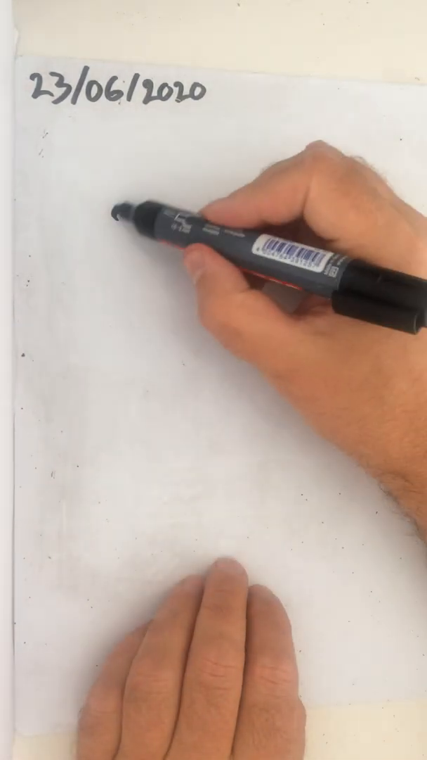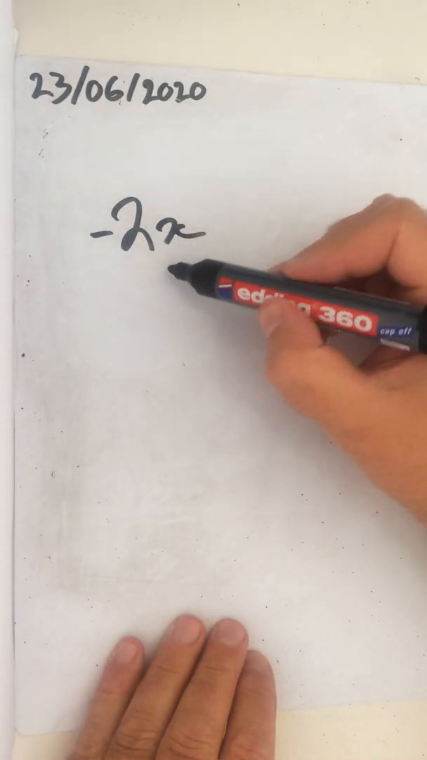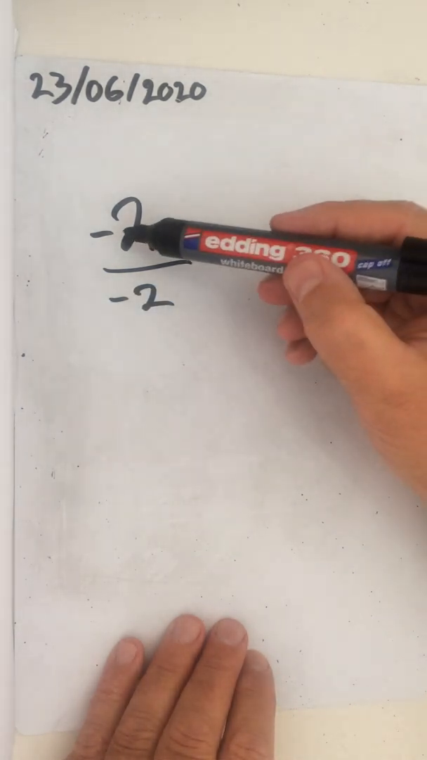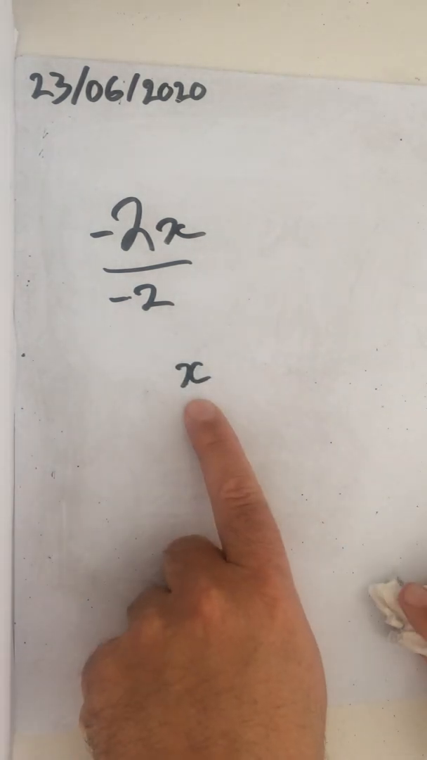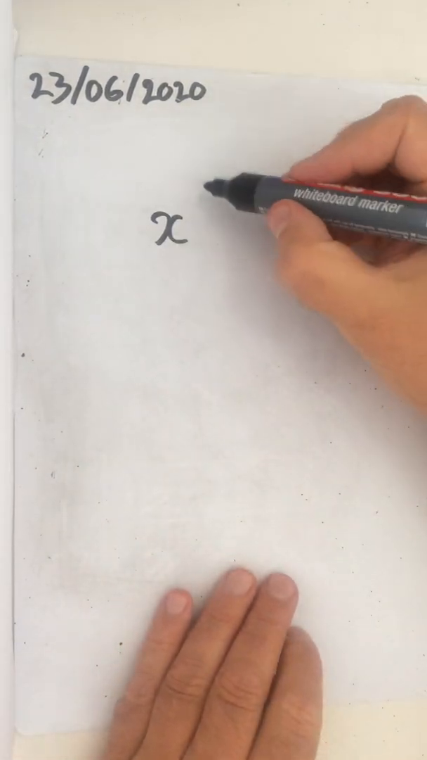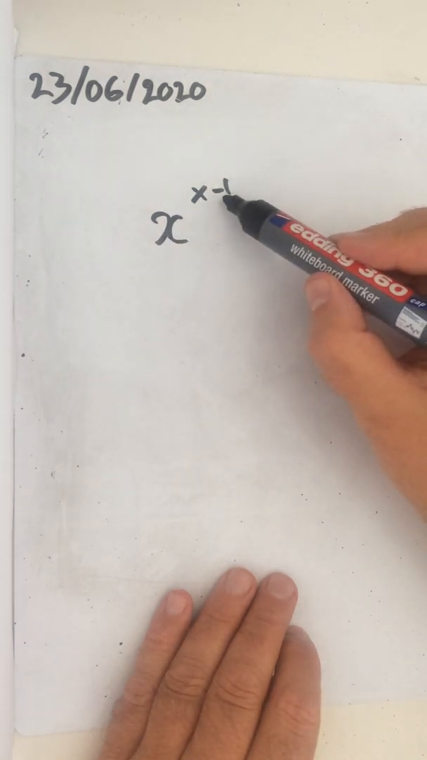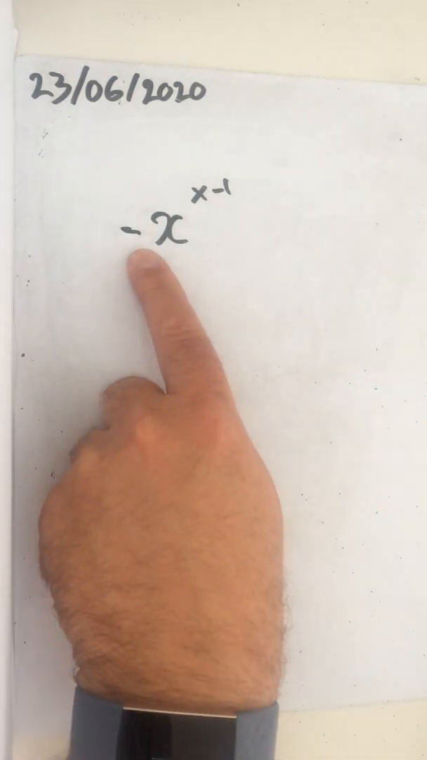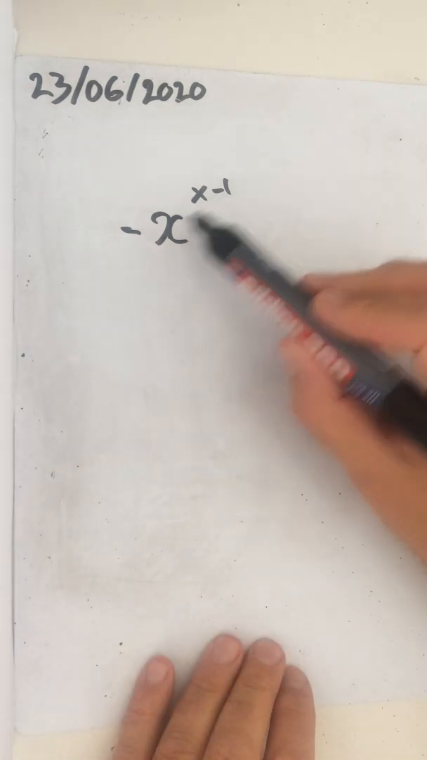So say, for example, we've got a negative 2x. If I want to turn that into a positive x, I just divide it by negative 2, because a negative divided by a negative is a positive. So that's how I turn my negative into a positive. If I've got just a negative x and I want to turn that into a positive x, I times that by minus 1.